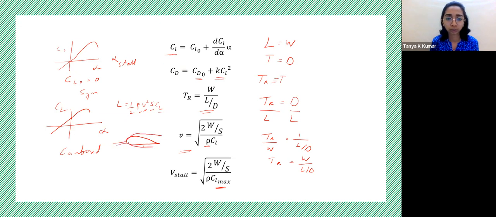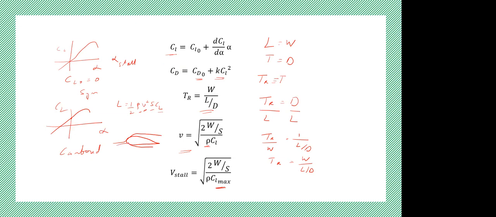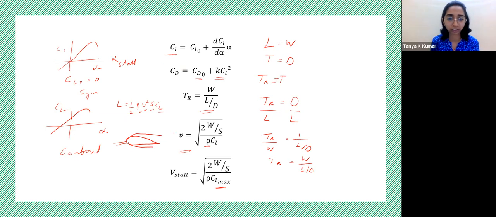So why does this stall happen? Because of flow separation. It's the angle of attack at which not enough lift is produced to maintain the climb or the level flight. There is not sufficient lift for you to continue the flight. So that is the angle at which stall occurs.